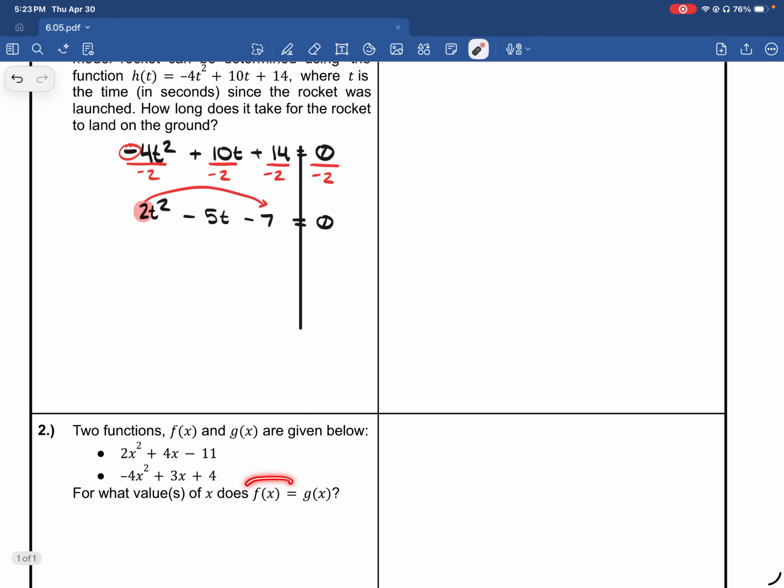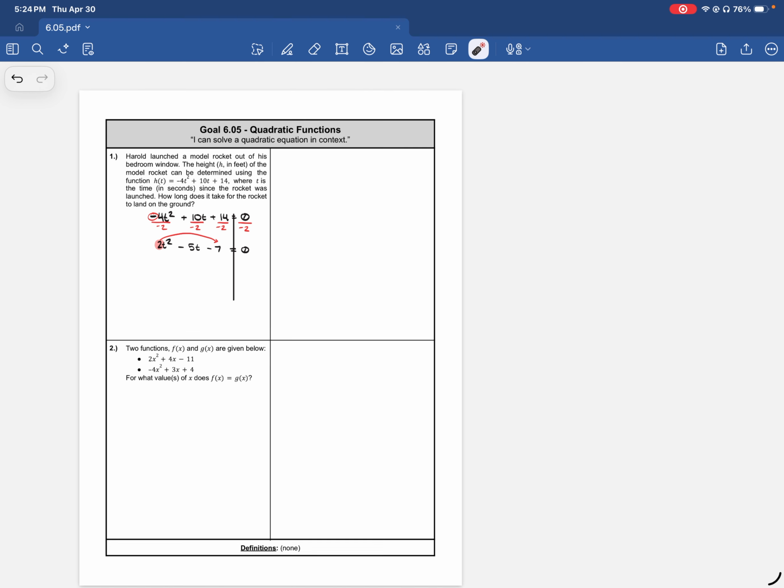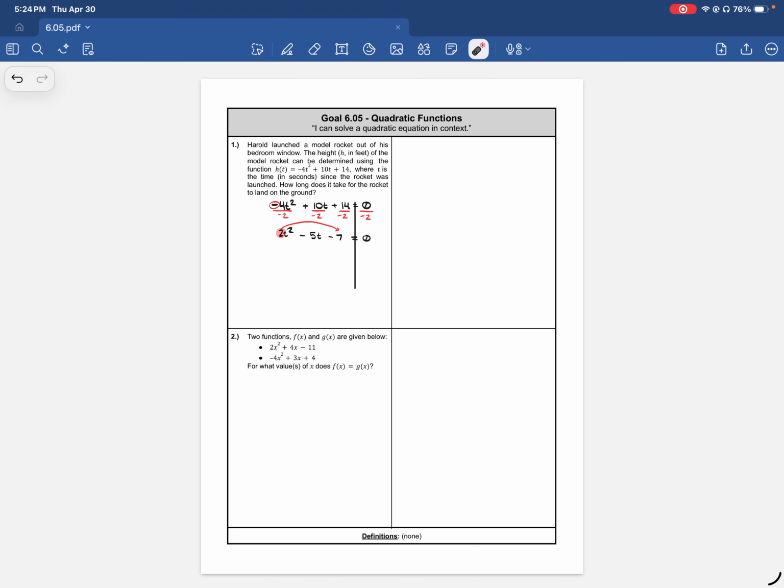For number 2, where it says f of x equals g of x, it literally just means this equals that. So set this equal to that, and then solve by factoring. You'll need to make it equal 0 first. And there's no definitions on 6.05. So finish up number 1, explain, set these 2 equal to each other.